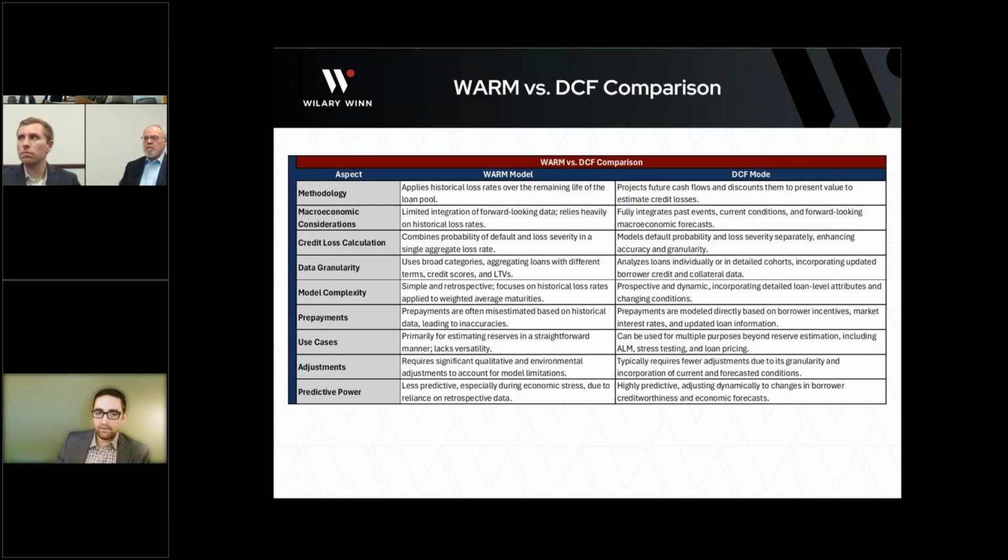And then lastly, we have predictive power. So WARM is just less predictive. It's designed to be less predictive. That's just the nature of how it works, especially when the economy falls behind quickly. Discounted cash flow model is built to adjust dynamically. So as credit changes, as collateral values change, as unemployment changes, those loss estimates are going to remain forward-looking and remain relevant and reliable across any given cycle.